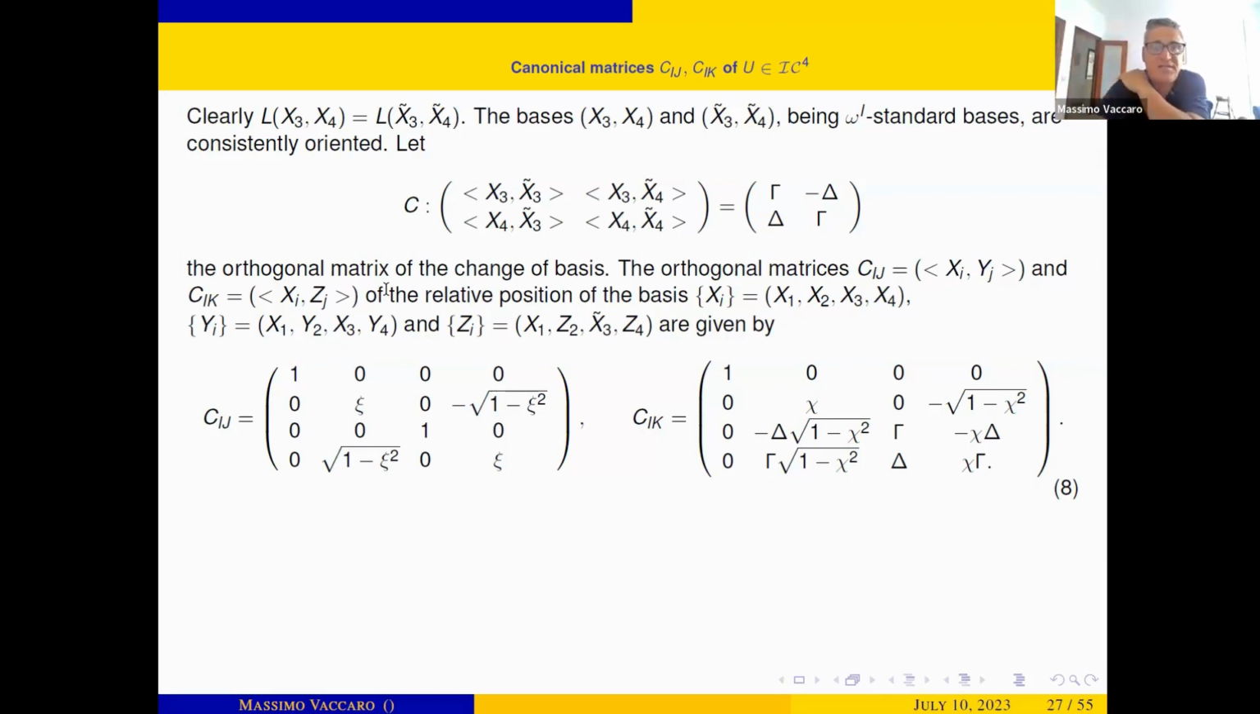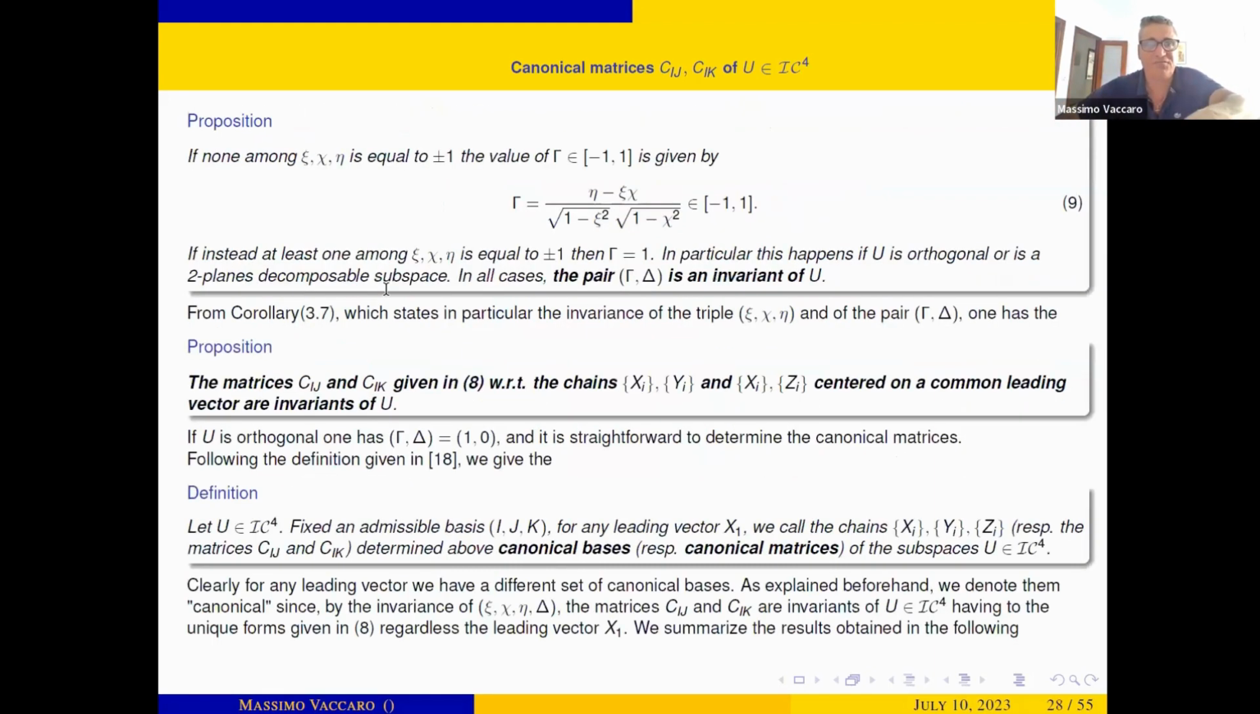And these 2 bases are orthogonal bases, but rotated one with respect to the other. Then here it's an orthogonal matrix, and we call these values gamma and minus delta, or delta. So you see the determinant is gamma squared plus delta squared, which must be 1. In this case, gamma, which is x3 scalar x3 tilde, is given by this formula, which uses only eta, xi, and chi. So it's just a function of these 3 numbers.